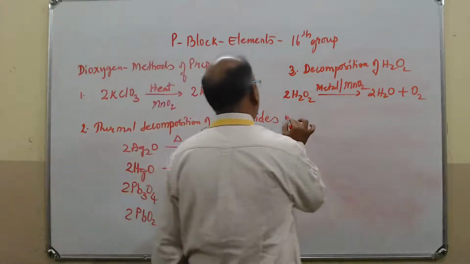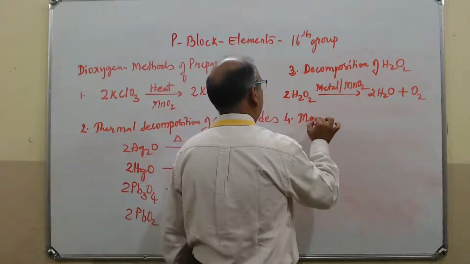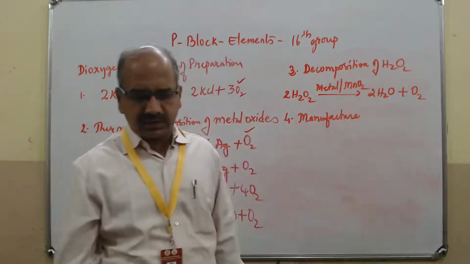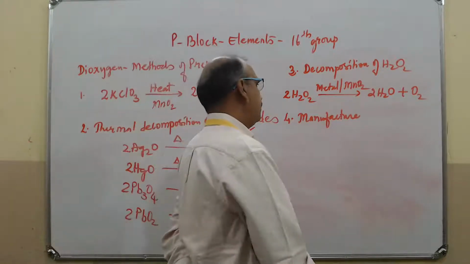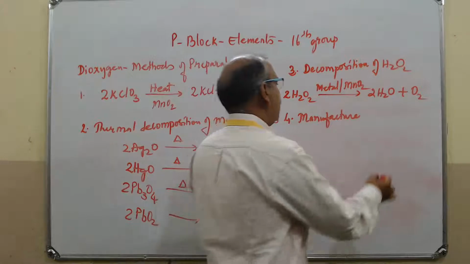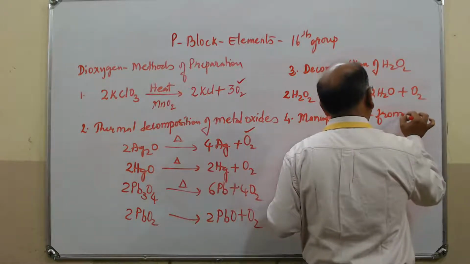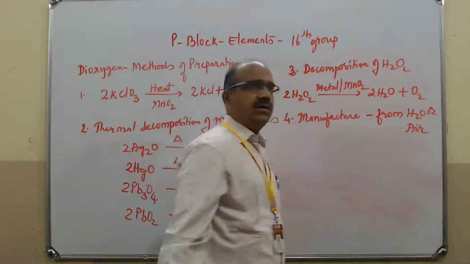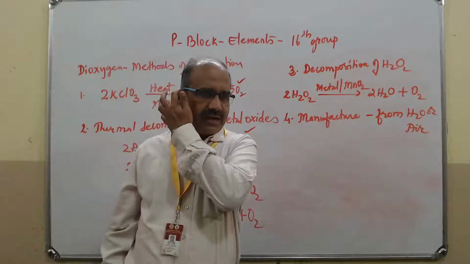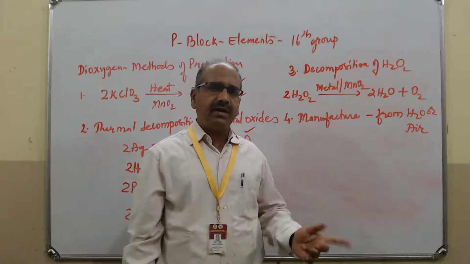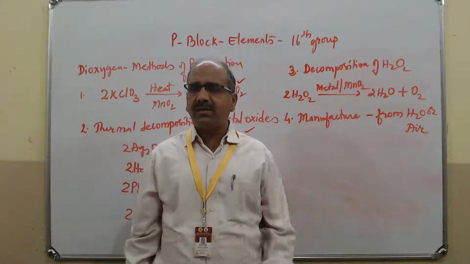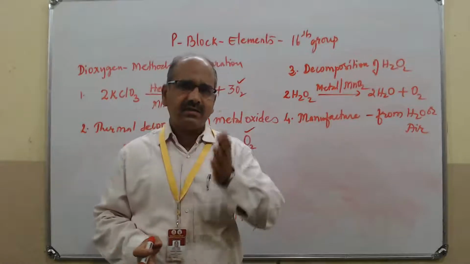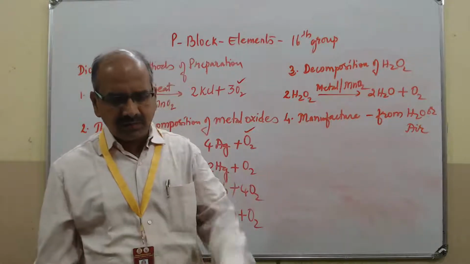Now coming to the large scale manufacture. How do you manufacture it? Manufacturing is by electrolysis of water, or from air. Air undergoes fractionation. Air contains 78% nitrogen, 21% oxygen, and 1% remaining gases. If you go on cooling the air, the nitrogen and other gases get separated and you are left with the oxygen. That is one method.